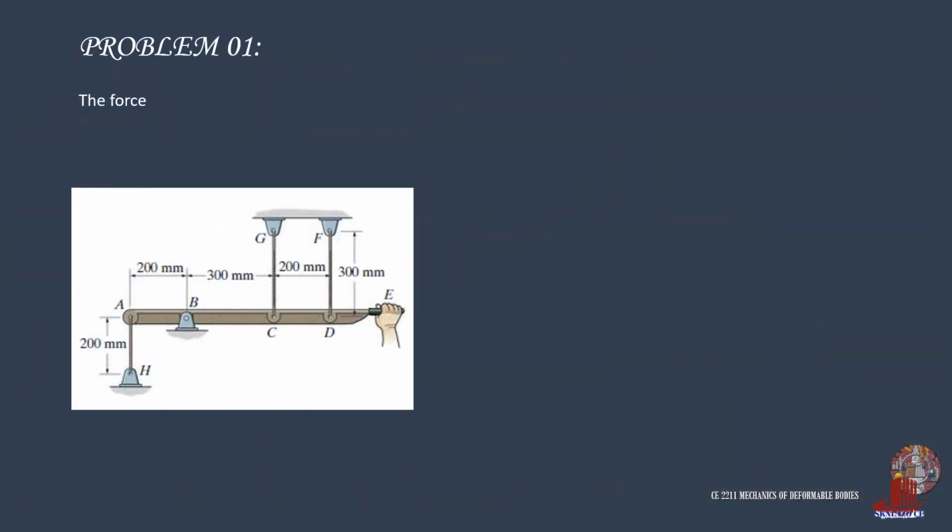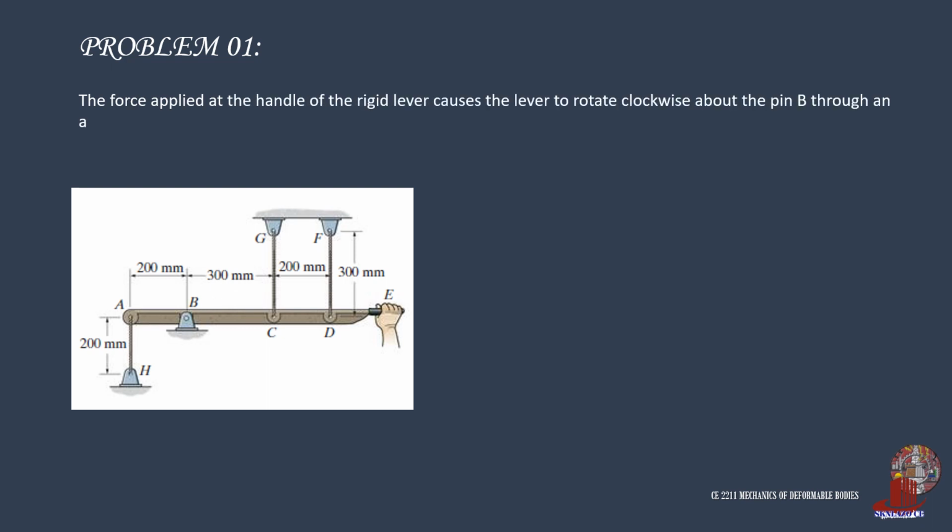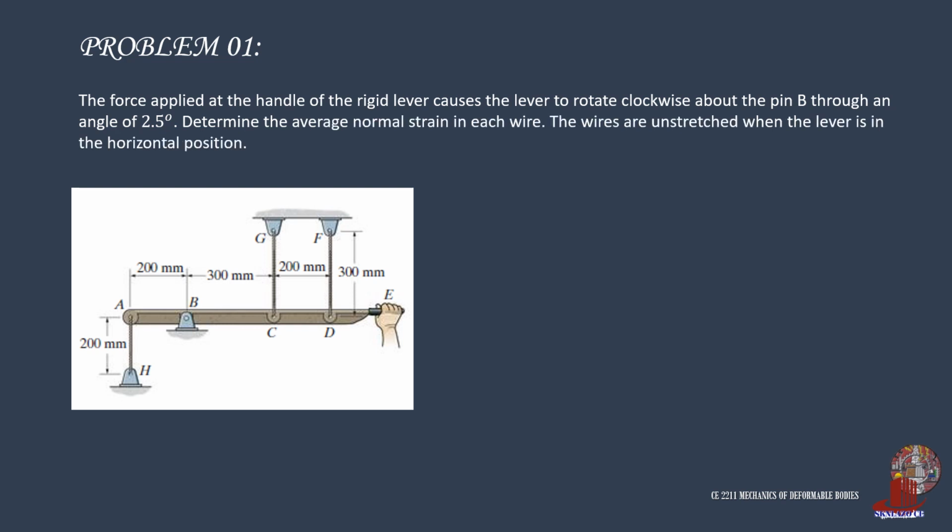The first problem consists of a lever with a pin at point B, 200 millimeters from point A. A certain force is applied at the handle, causing the lever to rotate clockwise about the pin, which created a 2.5-degree angle. Our task is to determine the average normal strain in each of the three wires.